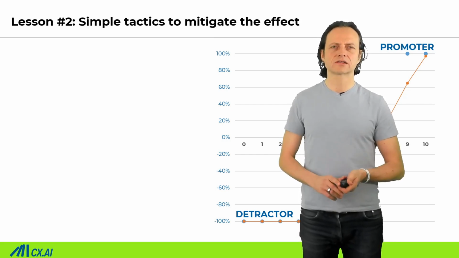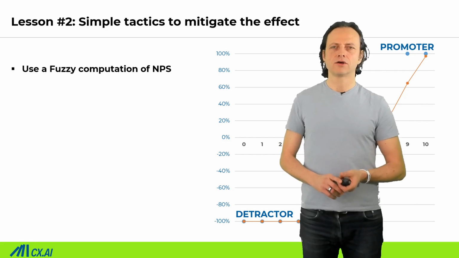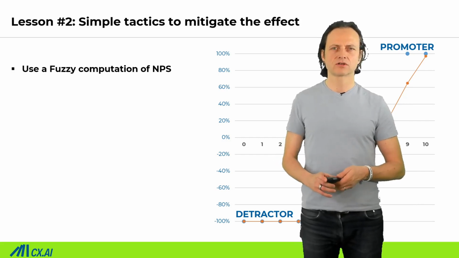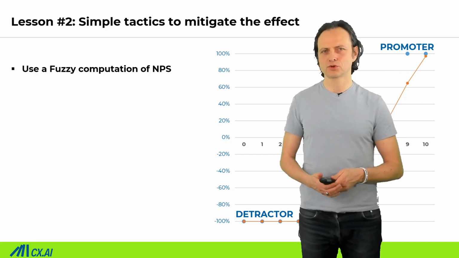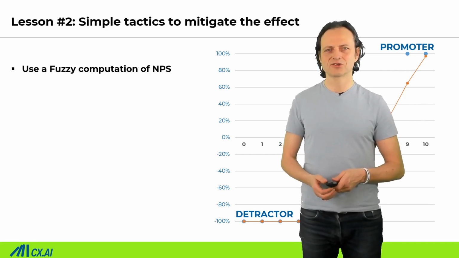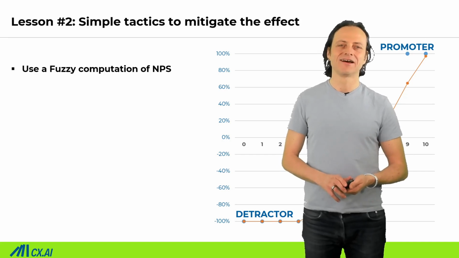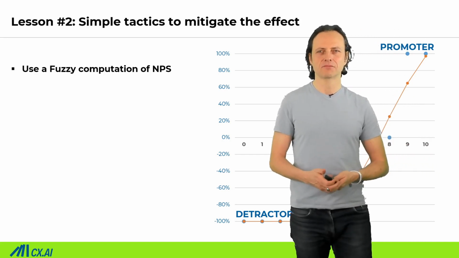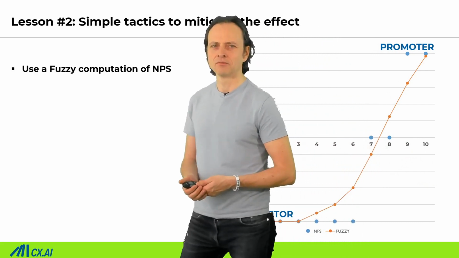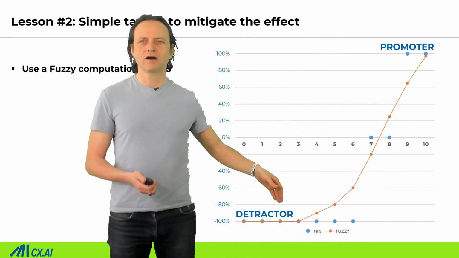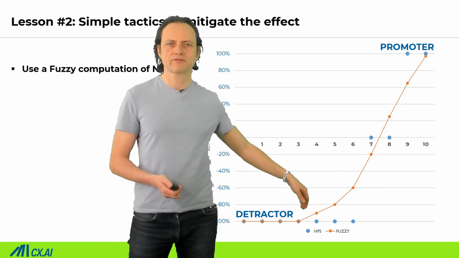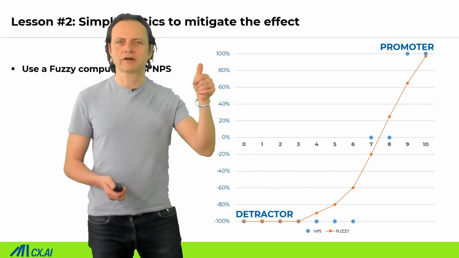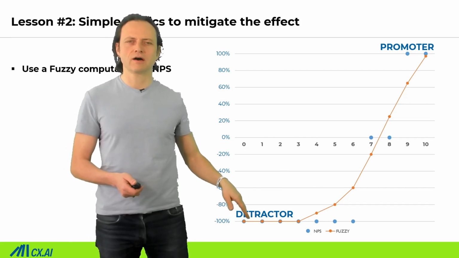So simple ways are, instead of computing the NPS in the standard way, you could use fuzzy logic. So you may say, oh, that's not simple, that's complicated. It depends. Everything you have understood is simple. Let me explain what you see here. What you see here are the different scores of the NPS, and how you treat it regarding the score. Typically, the blue points are how you treat it.